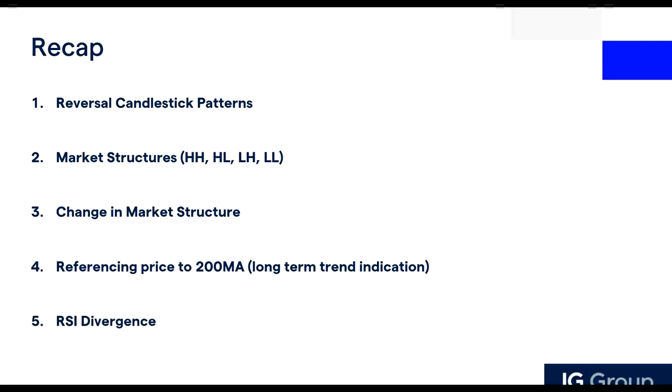And lastly, we covered a little bit on the RSI divergence, where we talk about conflicting signals between the price itself and the momentum indicator itself. If there is a conflicting signal, that could also be a potential reversal.